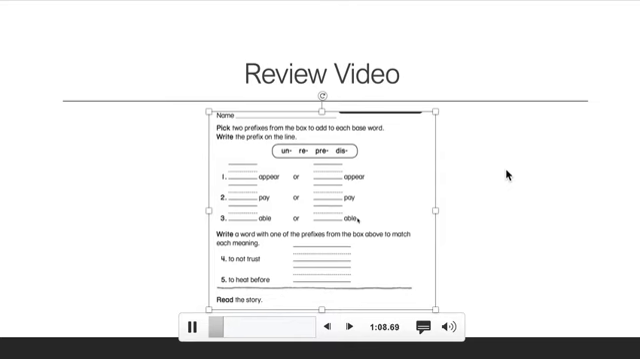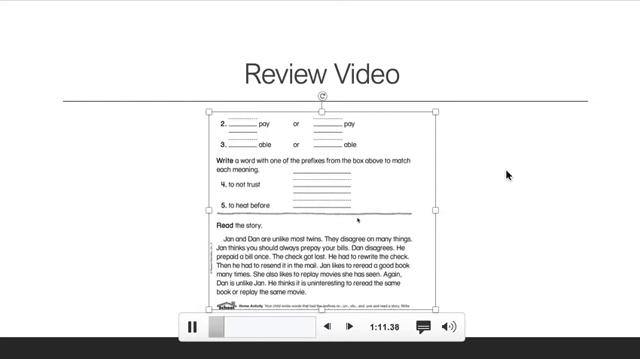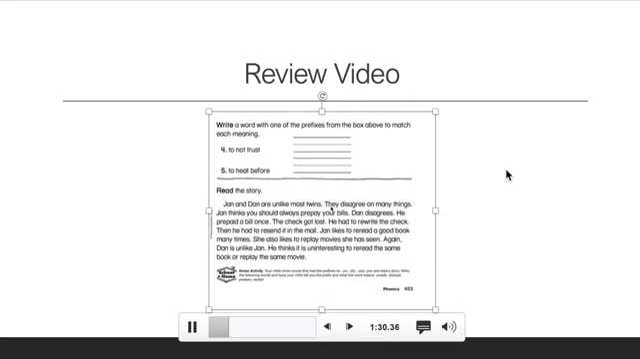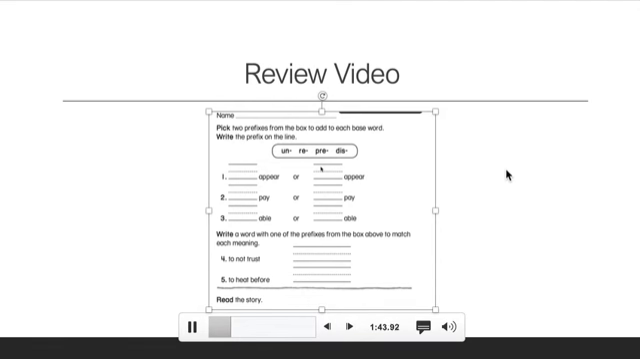with able. Then, on the bottom, you're going to write a word with one of the prefixes from the box above to match each meaning. So, a word that means to not trust goes right here, and a word that means to heat before goes here. And then down at the bottom, you're going to read the story. That's all it says, read the story. So I would like you to read it out loud. It's quite helpful to do this because hearing yourself read will really help you.